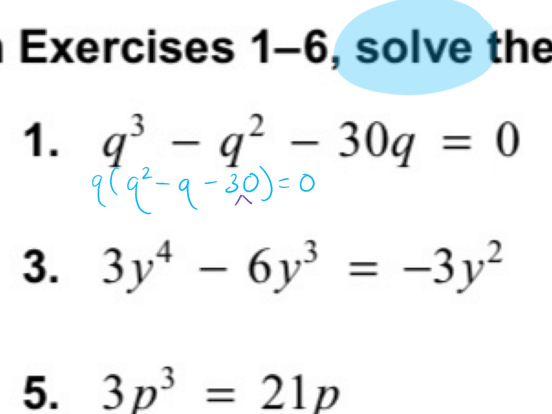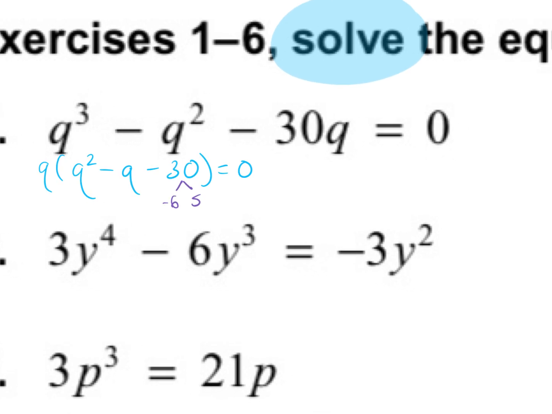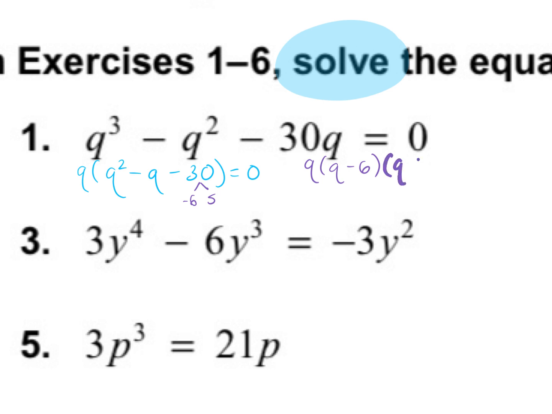Now we want to see, do we have two factors of negative 30 that add to negative 1? Yes. Negative 6 and 5. So this would factor into q times q minus 6 times q plus 5 is equal to 0. So what would I do next? You would set the equations equal to 0. Perfect. We set them all equal to 0. So each piece gets set equal to 0.